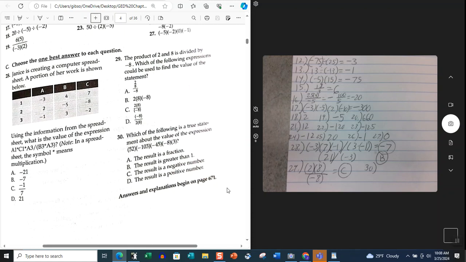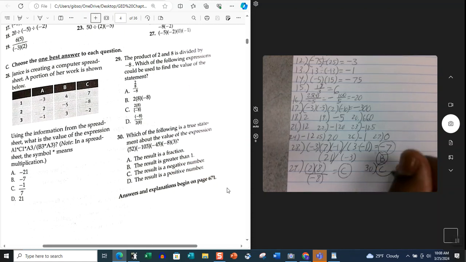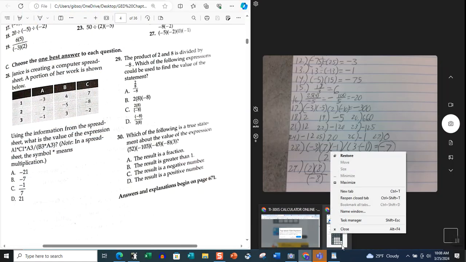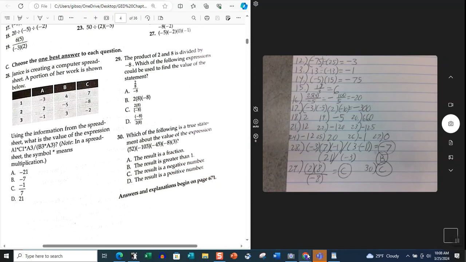Then we go to D. The result is a positive number. So we know our answer here is just C. It's going to be negative. Now, just to further this exercise, I'm going to multiply this out so you all can see that the answer is negative.